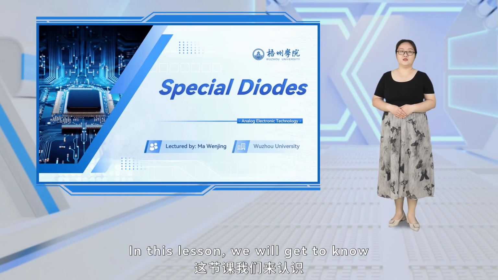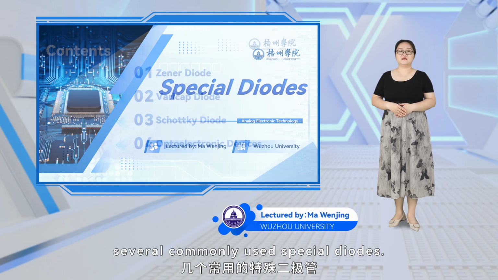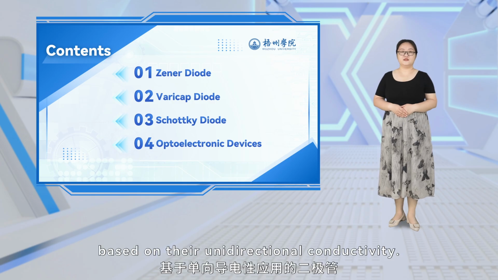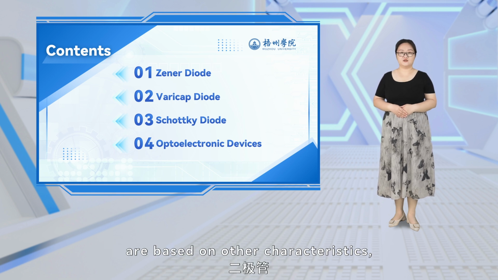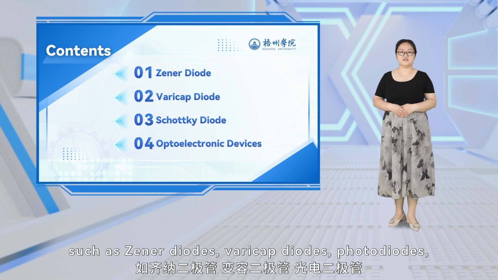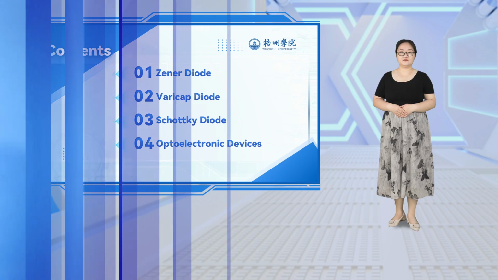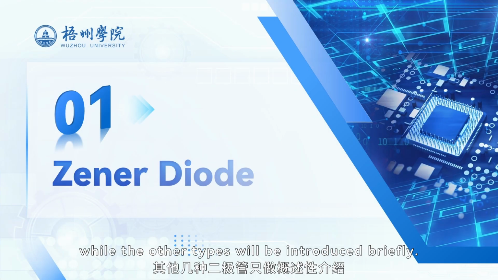Hello everyone. In this lesson we will get to know several commonly used special diodes. The diodes we discussed previously were all applied based on their unidirectional conductivity. In fact, there are many diodes whose applications are based on other characteristics, such as Zener diodes, varicap diodes, photodiodes, and light-emitting diodes. We will focus mainly on the Zener diode, while the other types will be introduced briefly.